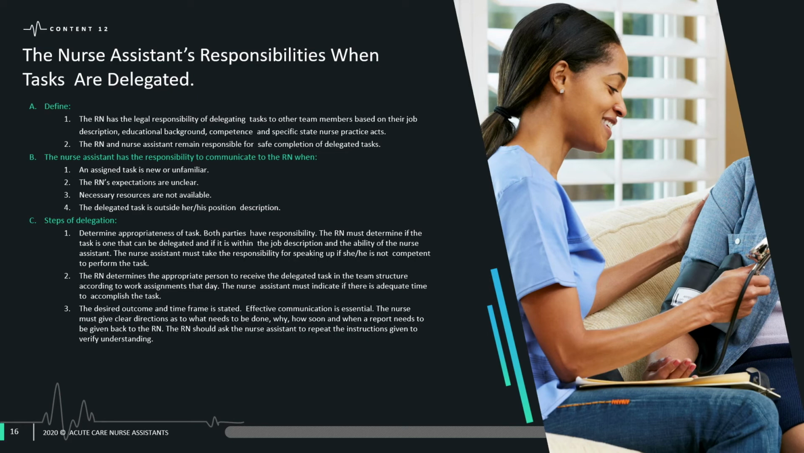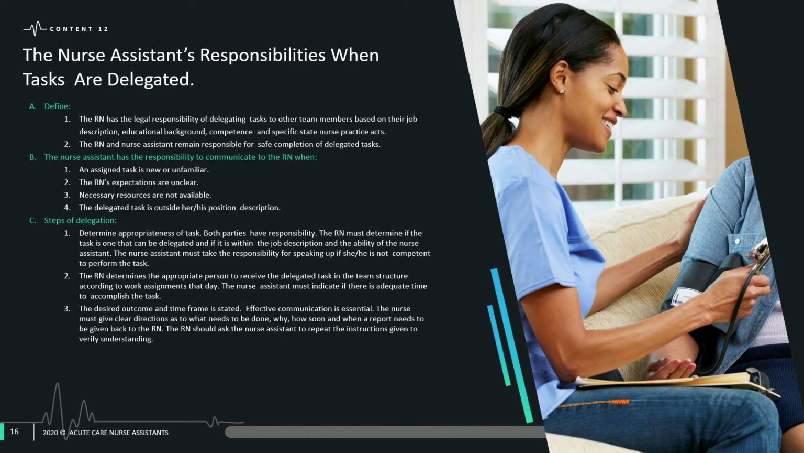The RN must determine if the task is one that can be delegated and if it is within the job description and the ability of the nurse assistant. The nurse assistant must take responsibility for speaking up if he or she is not competent to perform the task. The RN determines the appropriate person to receive the delegated task in the team structure according to work assignments that day. The nurse assistant must indicate if there is adequate time to accomplish the task.